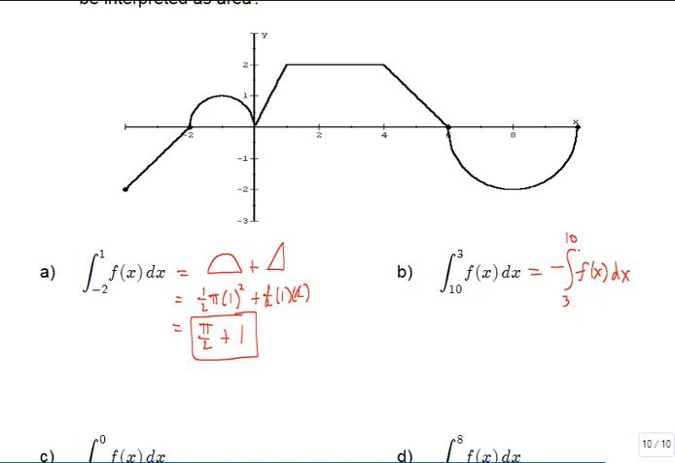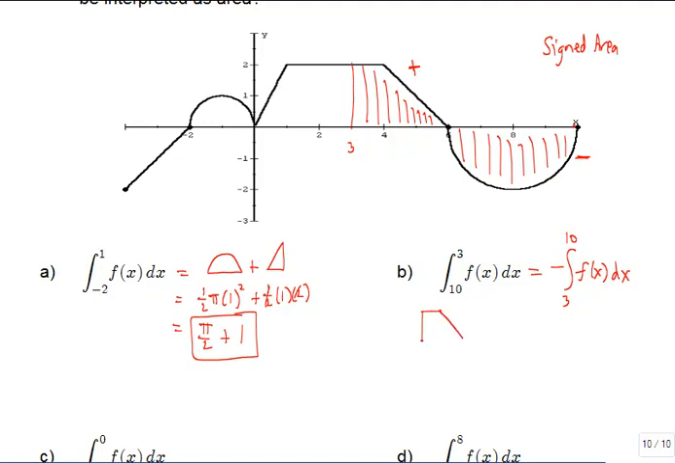So this integral now represents the area starting at 3 and going all the way to 10. That's going to be all of this area right here plus all of this area. Now remember, this is signed area, which means anything below the x-axis is going to be negative, and anything above the x-axis is going to be considered positive area. So we're going to add in this trapezoid shape, and then we're going to subtract that semicircle area.